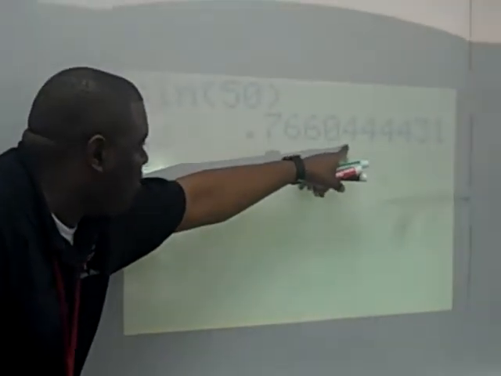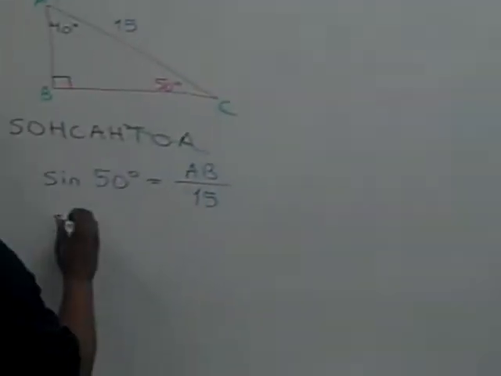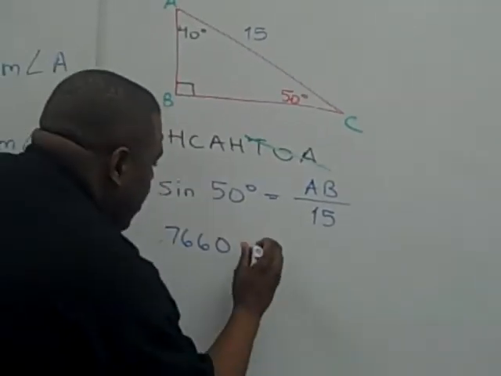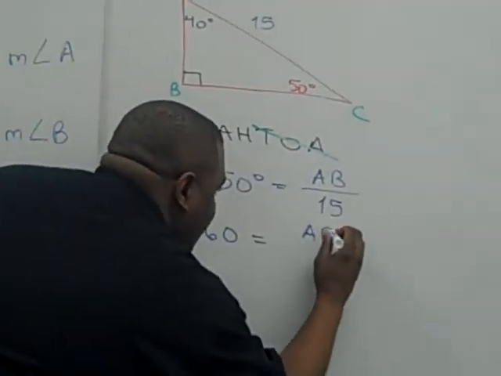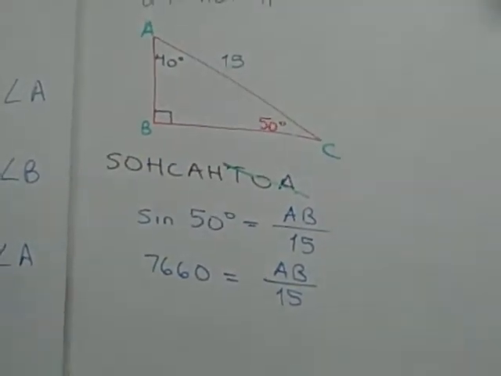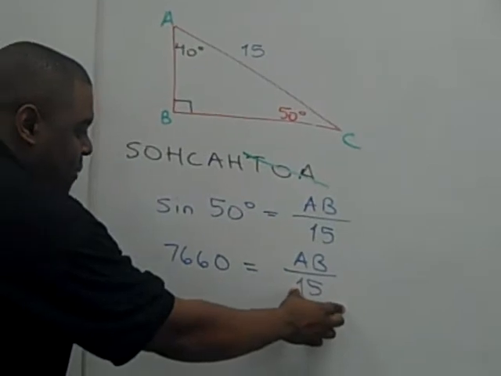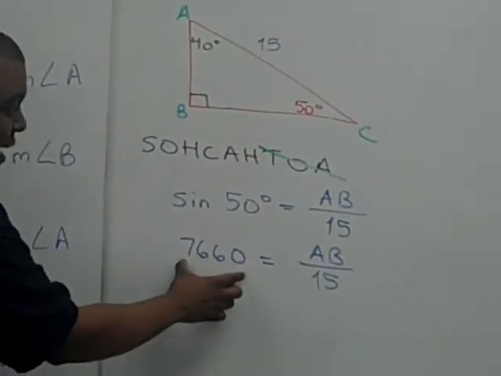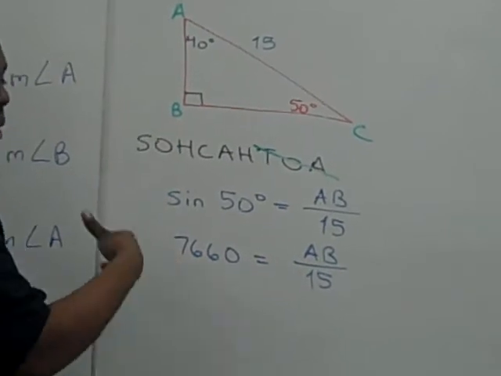The 4 is too low to round up. So I'm going to rewrite the sine of 50 degrees as 0.7660. So 0.7660 equals AB over 15. Now, we have a fraction over here and a decimal over there. So what we should do is make this side a fraction as well so that we can solve the proportion.